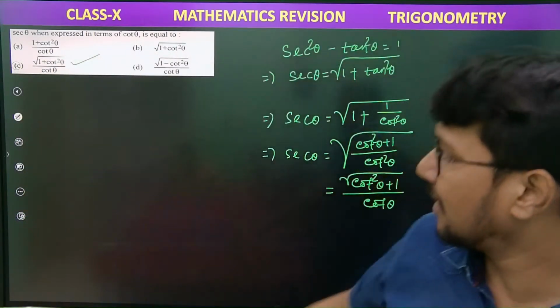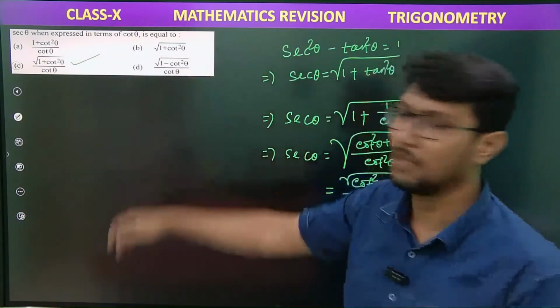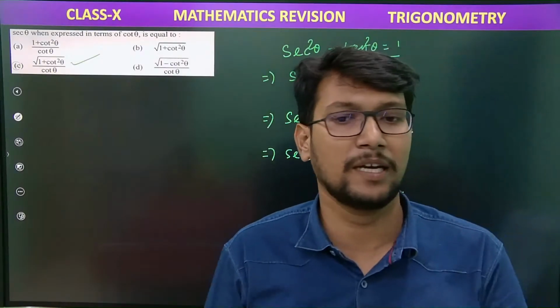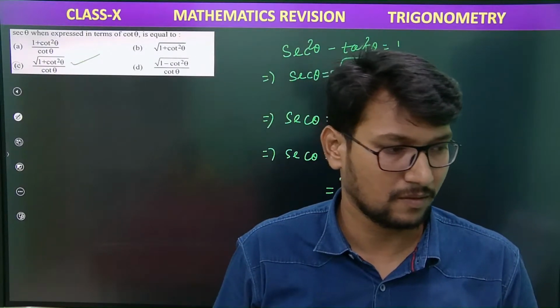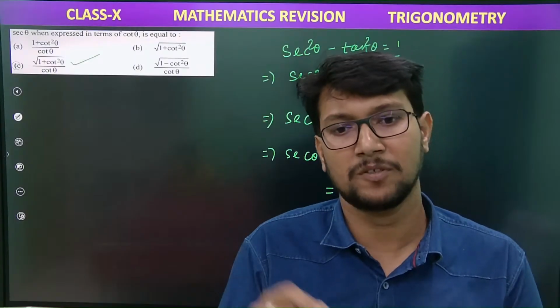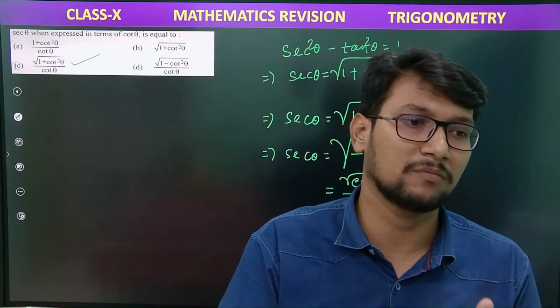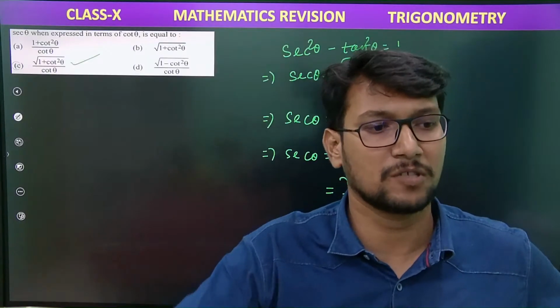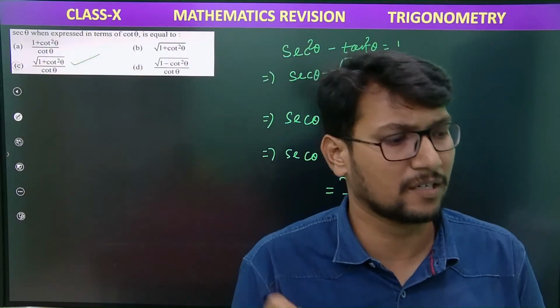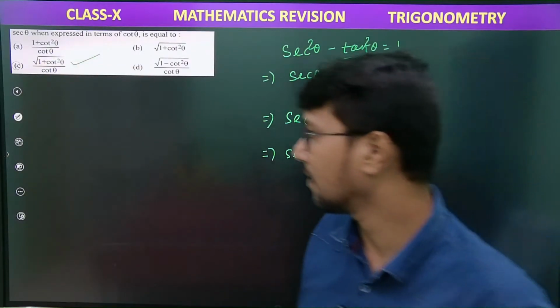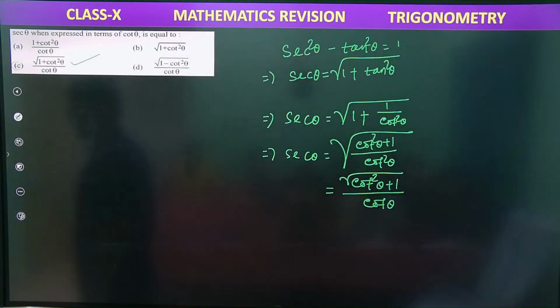Similarly, you will see in your NCERT book, in the first question of exercise 8.3, I think, right? One question is given like expressing sine in terms of all the other trigonometric ratios. Clear? Done, everyone?